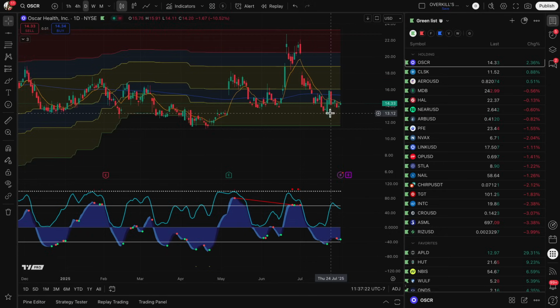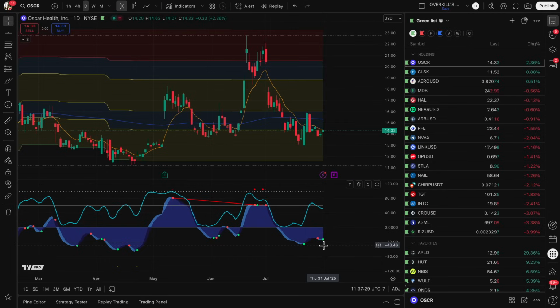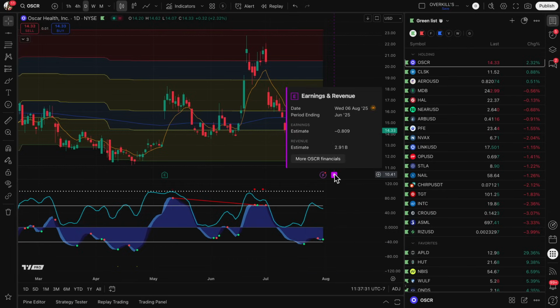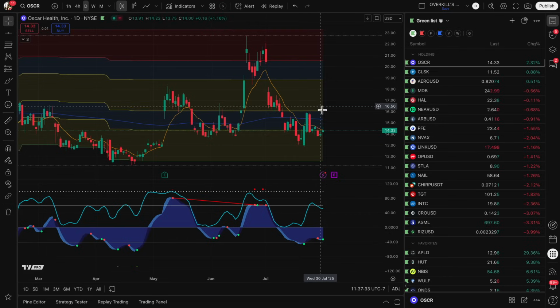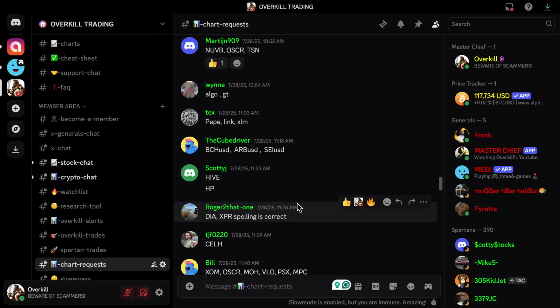Now I'm looking to buy. I think I bought that one at like 13. I bought it off this green dot right here in July at 13.20, and it's got another one showing up here today. They also have earnings coming up here on Wednesday. My target's up here between 21 and 23 on Oscar.